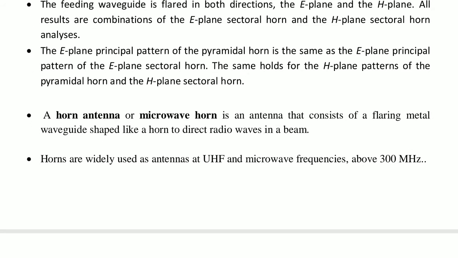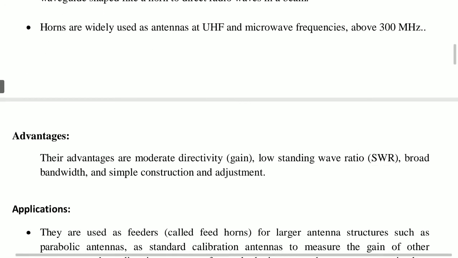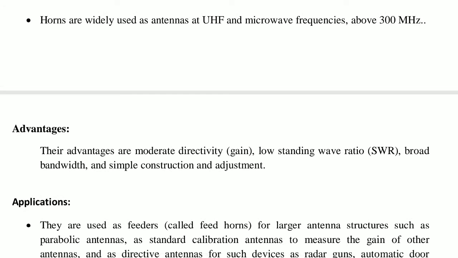The frequency range of these antennas is given, that is, these horns are widely used as antennas at UHF, ultra high frequency, and microwave frequency, about 300 megahertz. So there are some advantages of the pyramidal horn, that is, they have moderate directivity. Okay, its directivity can be improved by increasing the slant length and the dimension of the front aperture. So the directivity can be improved with the help of these two dimensions.